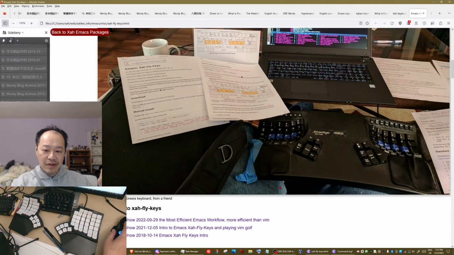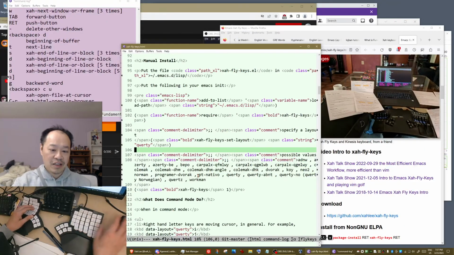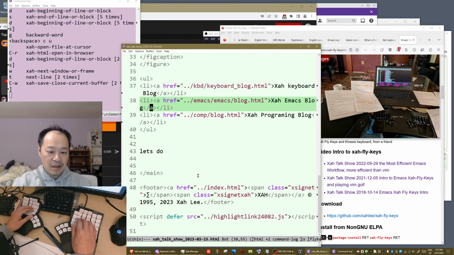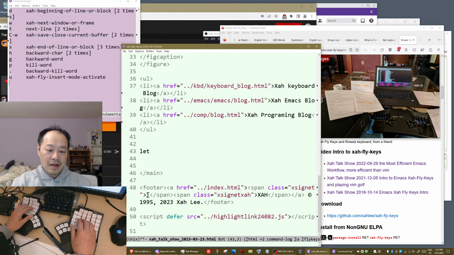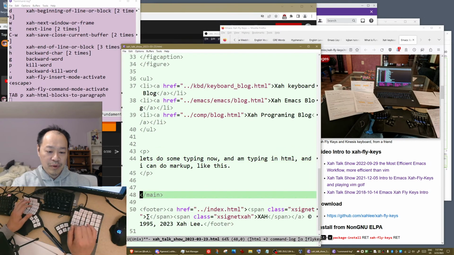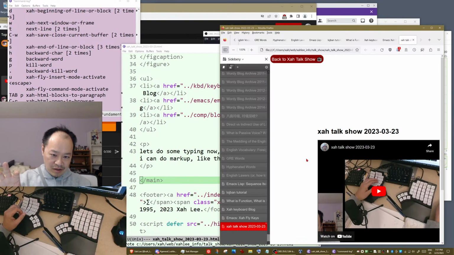If you use that, you'll never need to press the meta key, and 95% of the time you don't need to press the control key anymore. Everything is just single keystrokes. For example, I close this. Let's do some typing now. I'm typing in HTML, and I can do markup like this. Boom, boom, you see, now you got a paragraph showing in the browser. Everything is single keystrokes, no control-meta stuff that messes up your fingers.